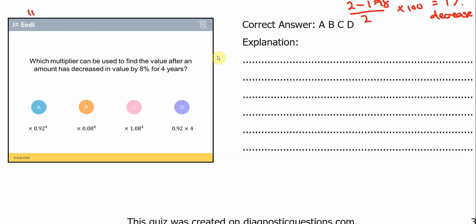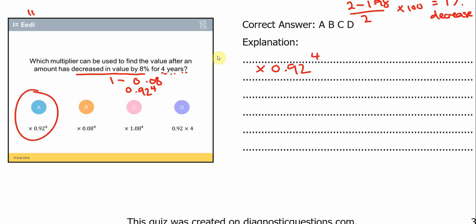Pause it. Which multiplier can be used to find the value after an amount has decreased in value by 8% for 4 years? So when we decrease by 8%, which is 0.08, when we decrease we want to do one takeaway. So that is 0.92 to the power of 4 with 4 years. So that's our one there.